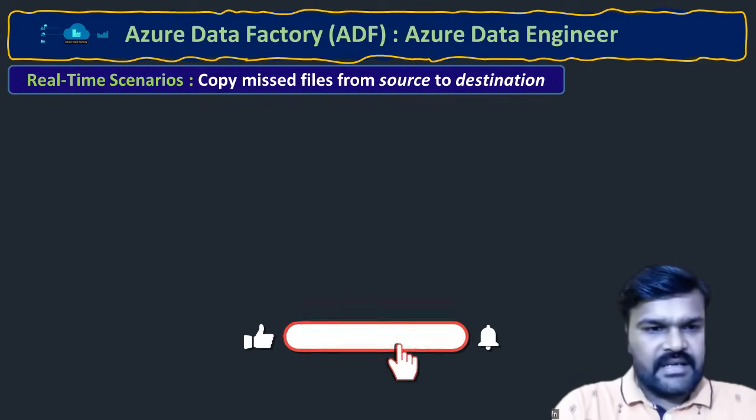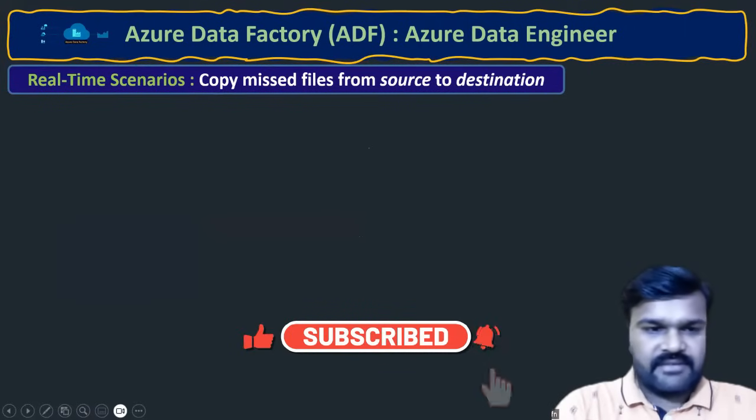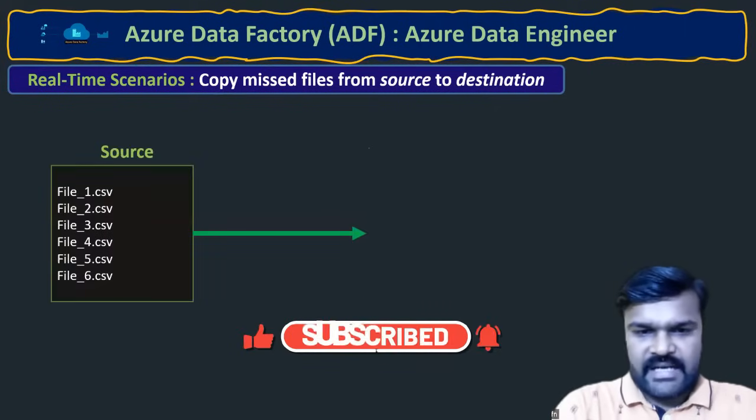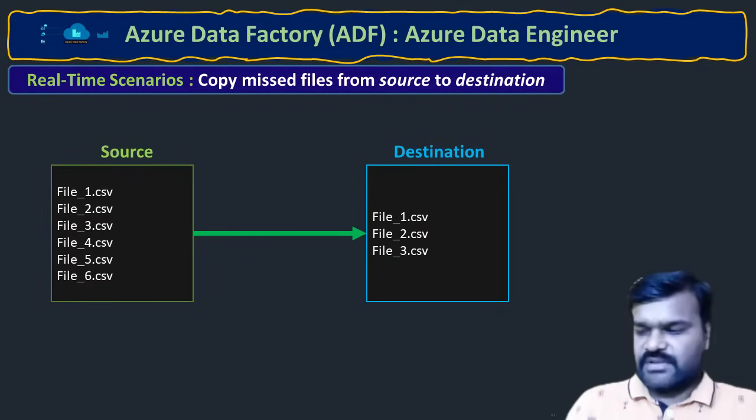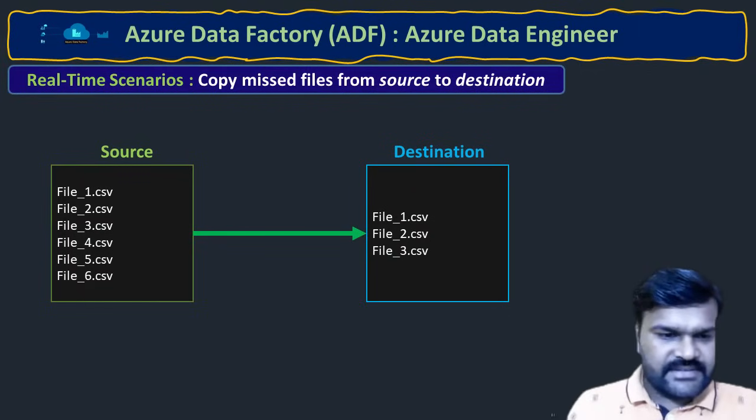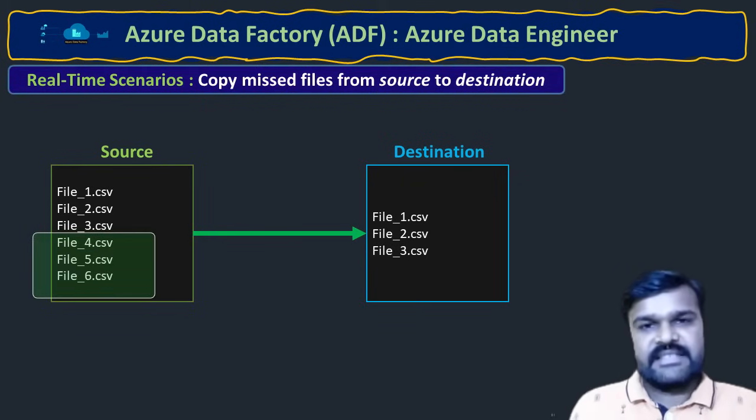Here, this is the source container where we have total 6 files. And this is the destination container. See here, 3 files are there. So now if you observe, there are 3 files which are missed actually. These are the 3 files which do not exist in the destination. So 3 files are missed. So what we need to do? These 3 files, first of all, we need to identify, and then we should copy from source to destination.